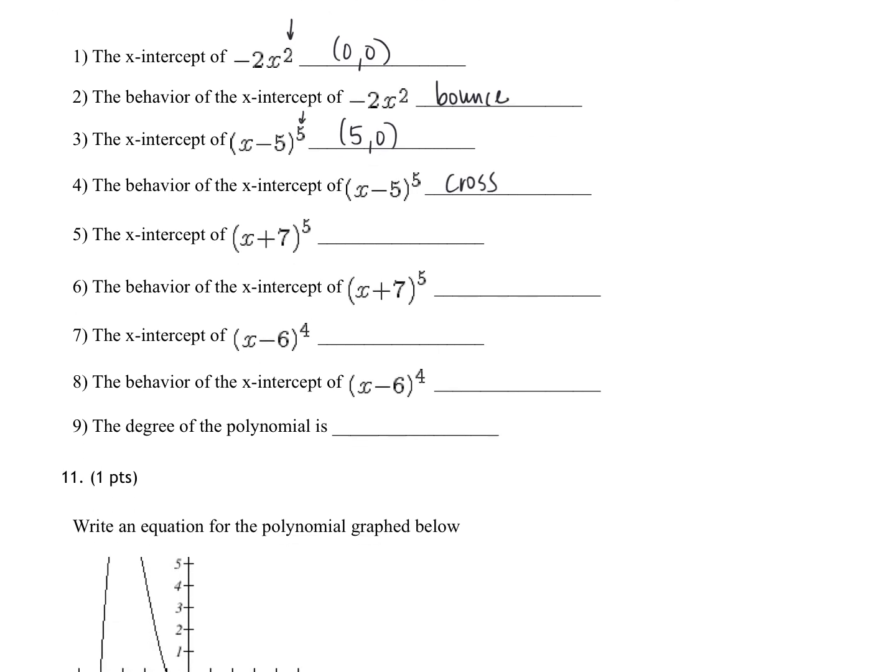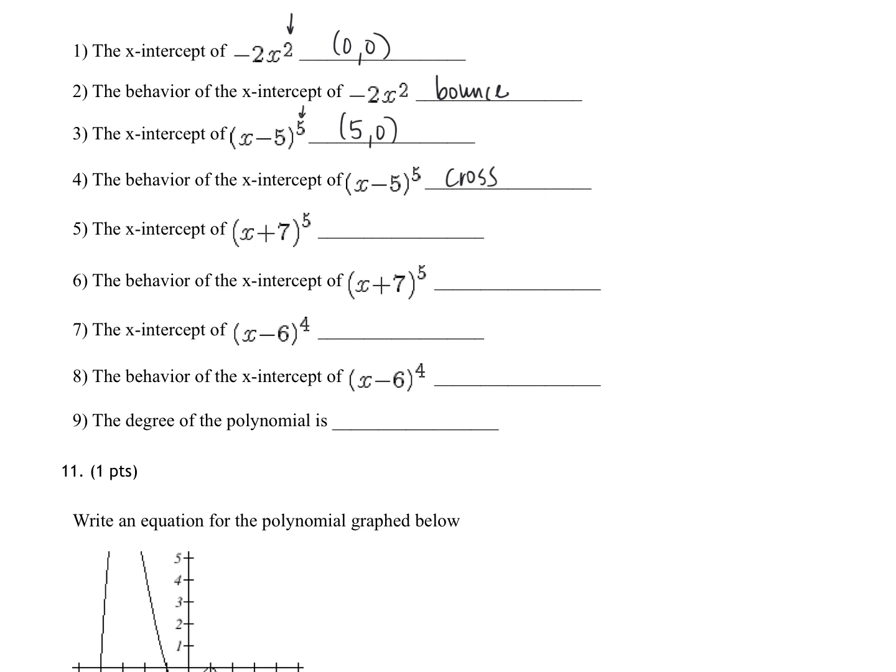Next we have x plus 7. So the 0 is -7, so it'll be (-7, 0). Since the multiplicity is an odd number, the multiplicity is 5, this will be a cross. The next one, we have 6 as the 0, so (6, 0). The multiplicity is 4, that's even, so it will be a bounce.